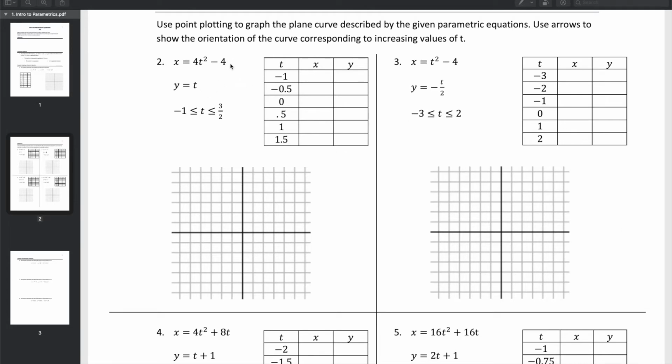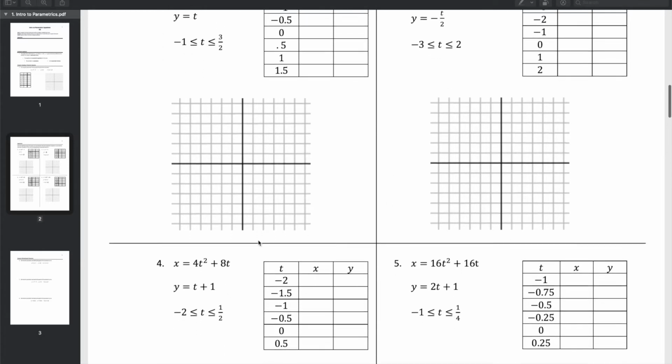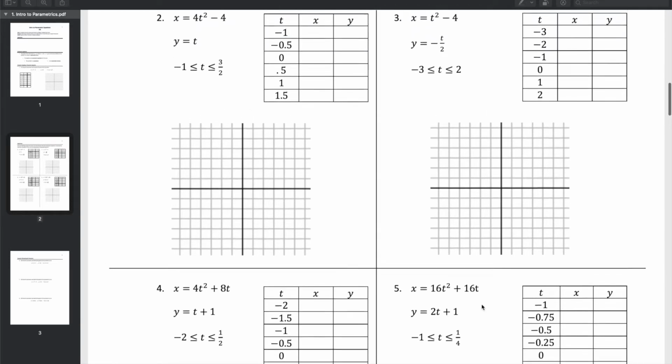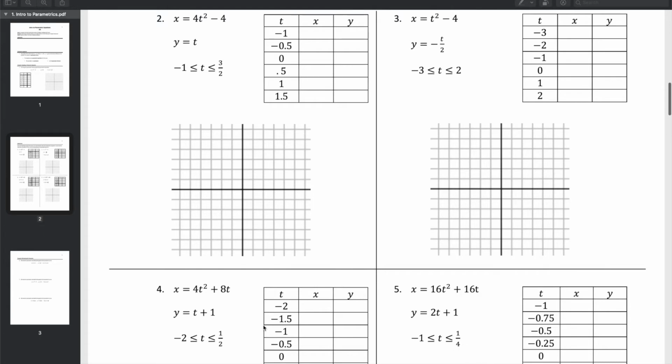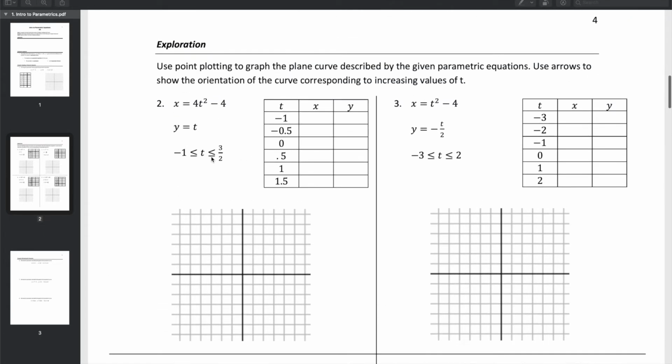Okay, you have x equals 4t squared minus 4. Over here, it's t squared minus 4. This is 4t squared plus 8t, 16t squared plus 16t. So they're all different equations. All the y's are different. And all of the t values are different for the intervals. So what I'm going to do now is jump over to the answer key so that you can see what it would look like after everyone in the group had graphed each one of their assigned graphs.